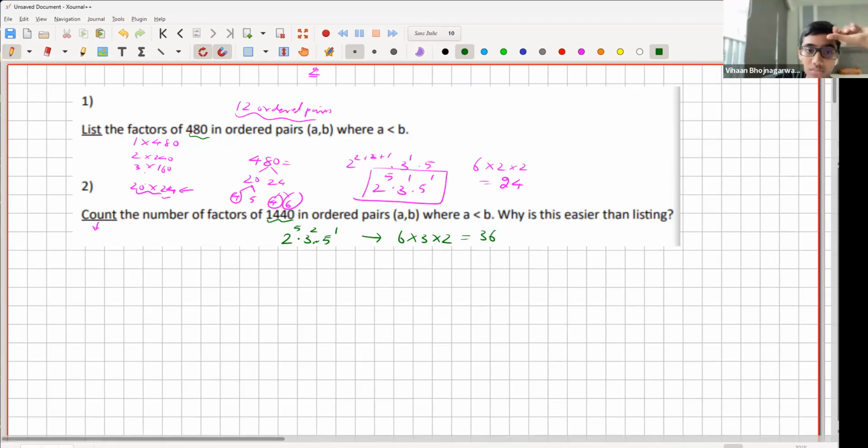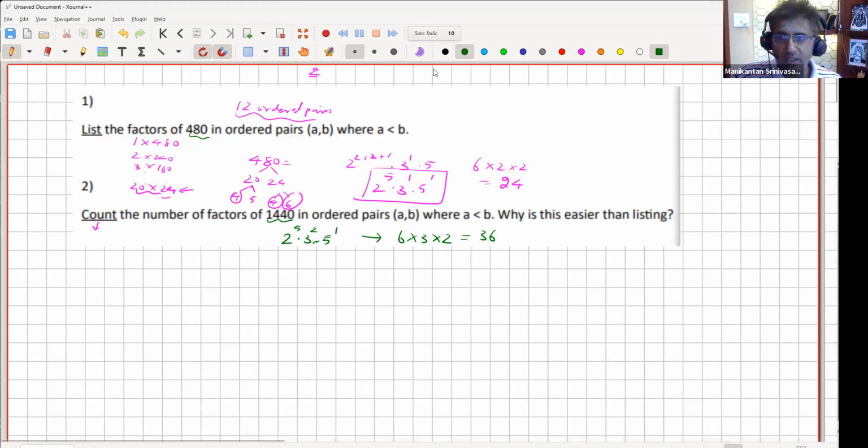36 factors. But again, listing it as ordered pairs, it'll count to 18. But they've asked the number of factors, not the ordered pairs. Yeah. So this is more like, it's not an AMC question, right? It's more like a warm-up type of question, just to understand the concepts. Just counting the number of factors would be 36, but as you said, the number of ordered pairs would be 18. So what are ordered pairs?